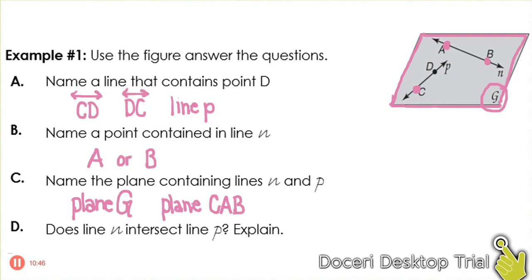Does line N intersect line P? Well, it doesn't appear that they do because it doesn't look like they intersect, but you have to remember that lines go on forever. So if I extend line P, it does intersect eventually with line N. So yes, they do end up intersecting because lines go on forever.